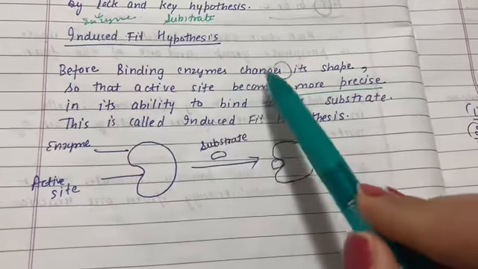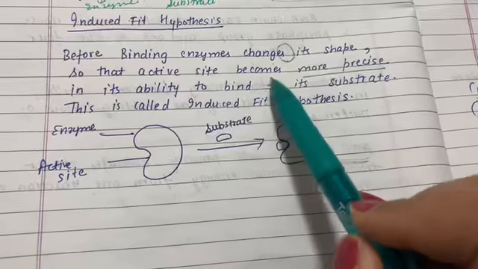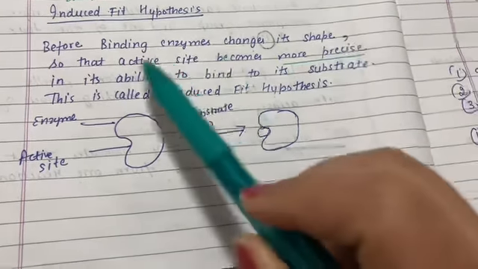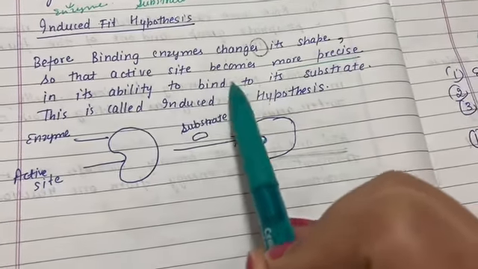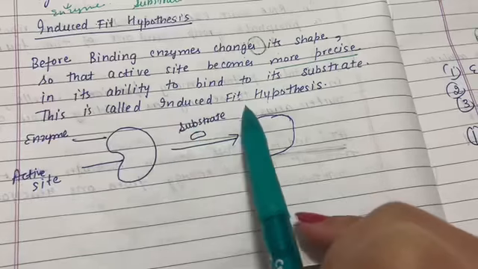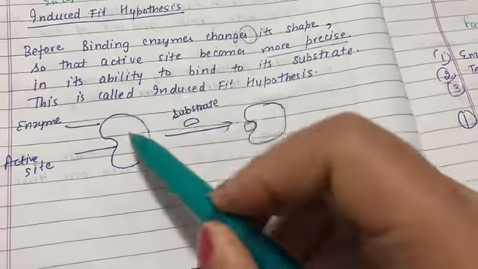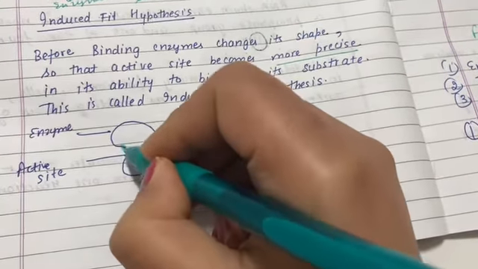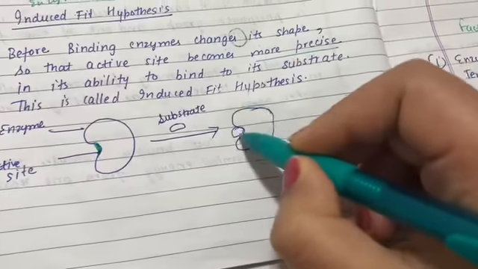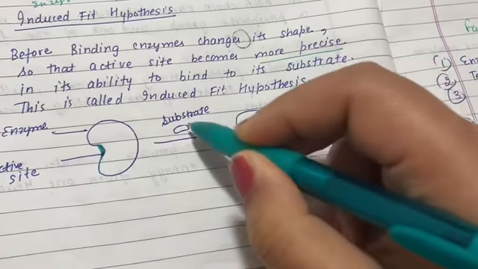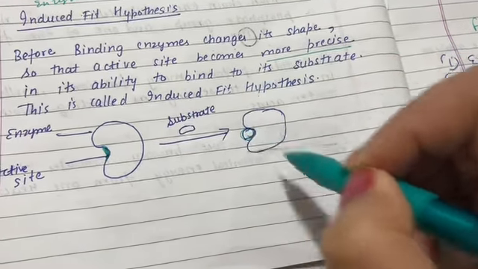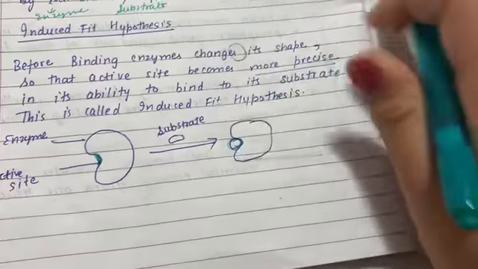Induced fit hypothesis: before binding, an enzyme changes its shape so that the active site becomes more precise in its ability to bind its substrate. This is called the induced fit hypothesis. This is an enzyme, here is an active site. It will become more precise so that the substrate can attach here.